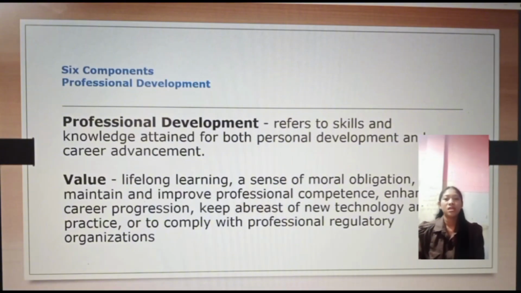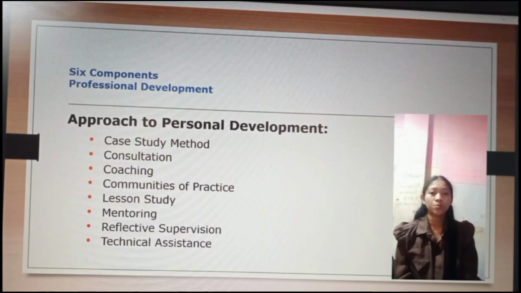Value, this encompasses a commitment to lifelong learning, a sense of moral obligation to maintain and improve professional competence. Example, a doctor regularly attending medical conferences and workshops to stay updated on the latest advancements in their field and provide the best possible care to their patients. Next, here are the approaches to professional development.